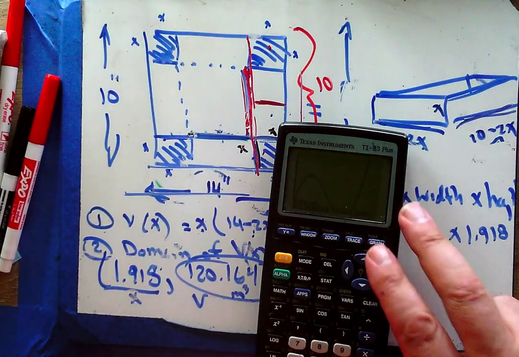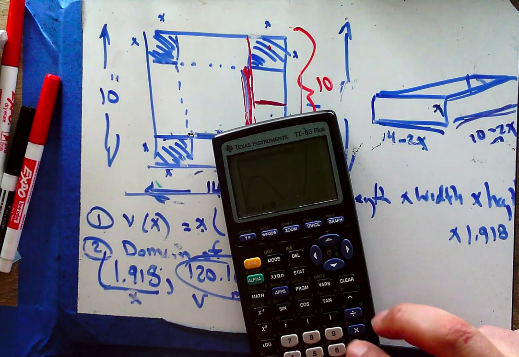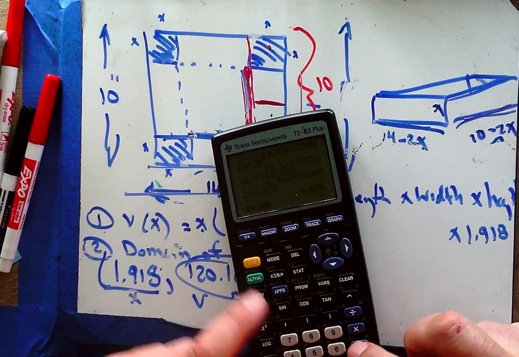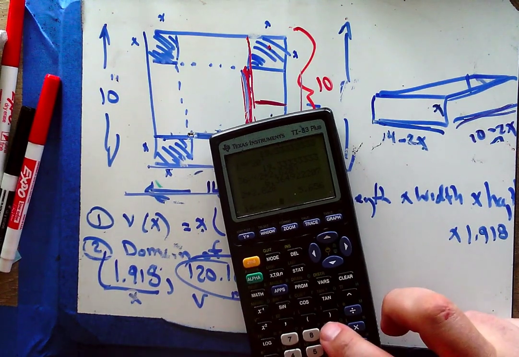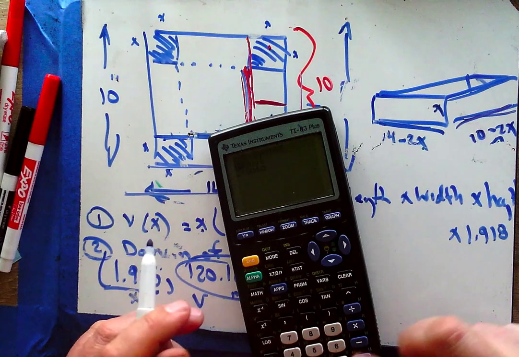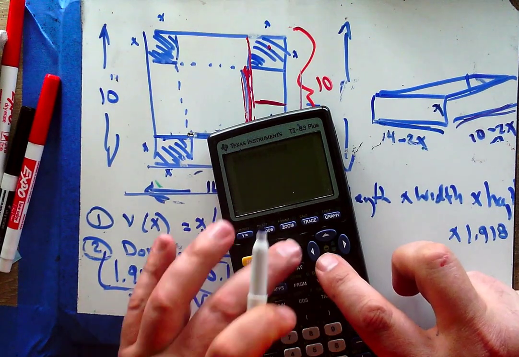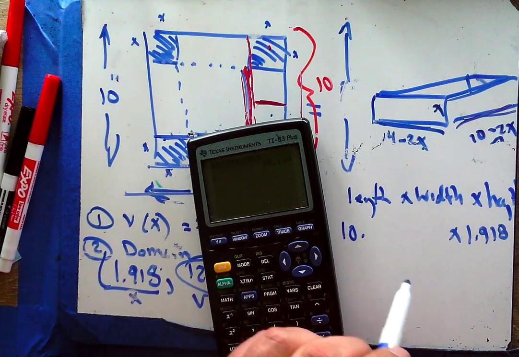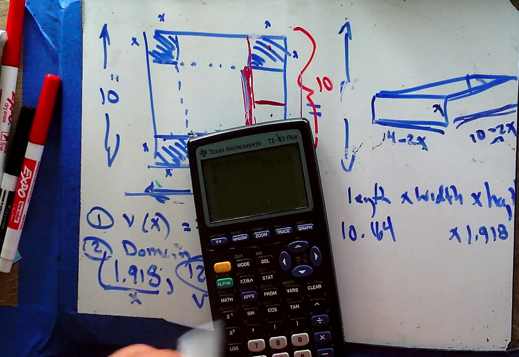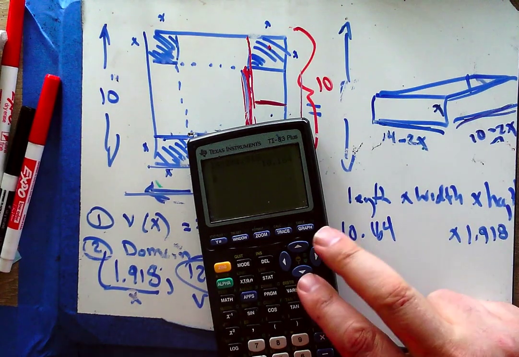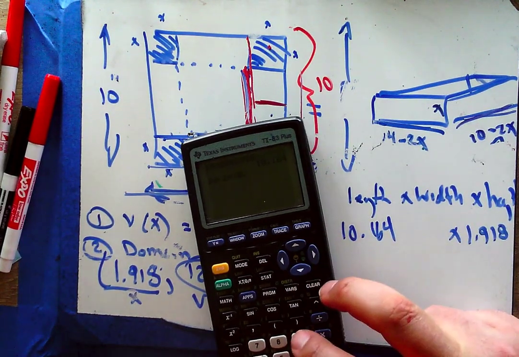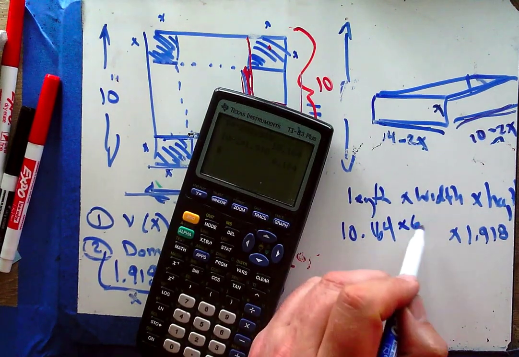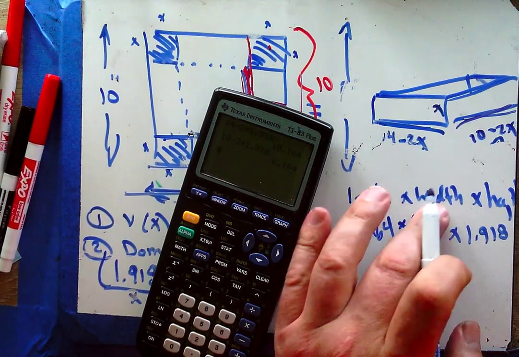So, if I take 14 minus 2 times 1.918, I get 10.164. And if I do 10 minus 2 times 1.918, I end up with 6.164.